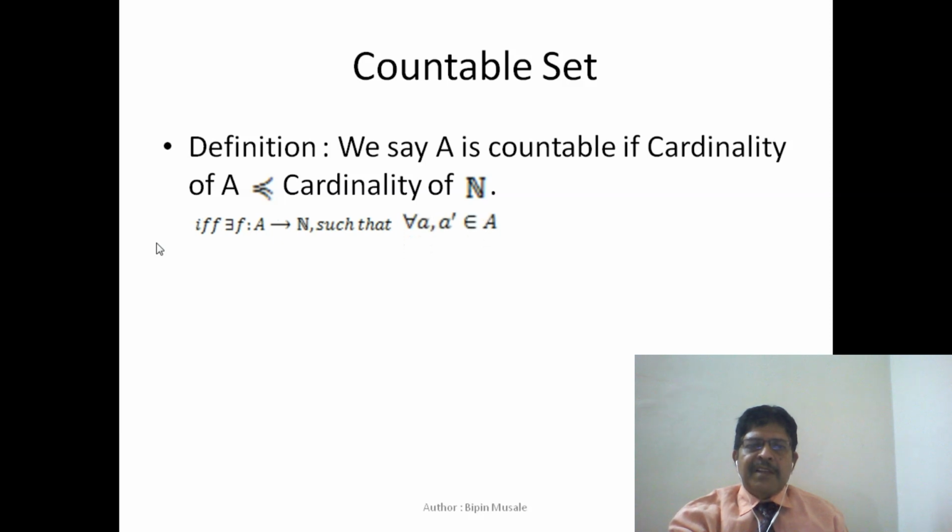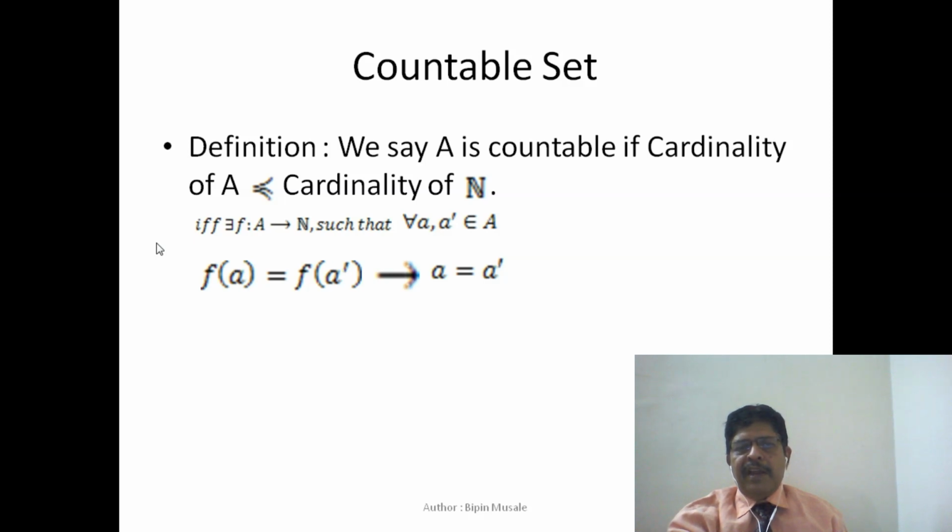Okay, there exists a function f from A into n such that for any two images, if the two images are equal, then the corresponding pre-images are also equal. If f of a equal to f of a prime, then a equal to a prime, where a and a prime are any arbitrary elements of A. Now, what is this arrow symbol? Many books use this symbol for implication. Okay? But there is a certain difference between this symbol and the previously shown symbol.